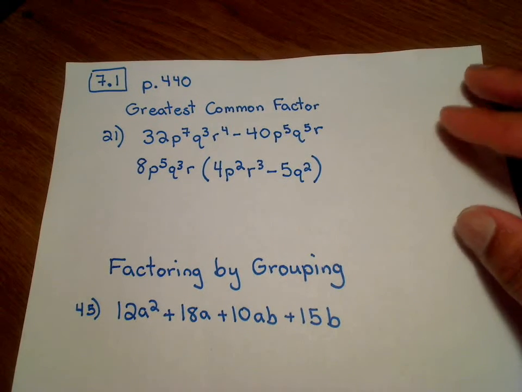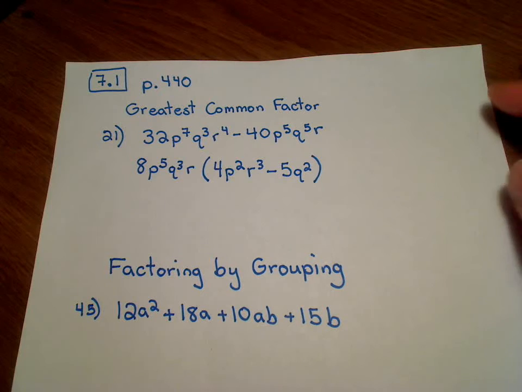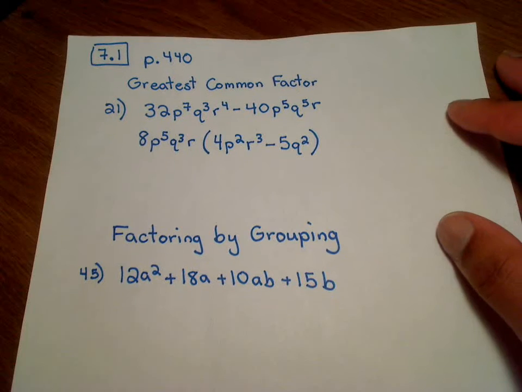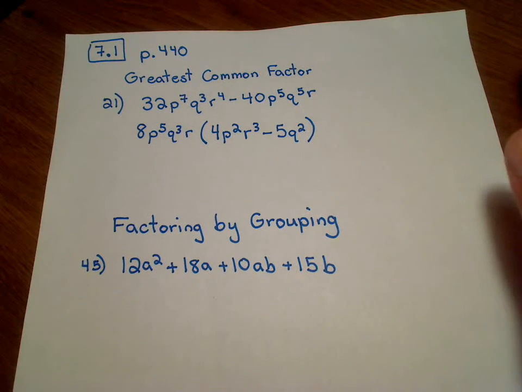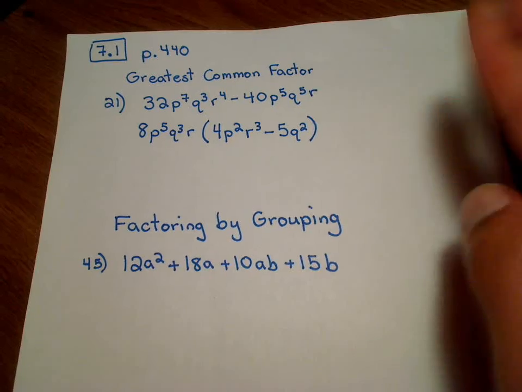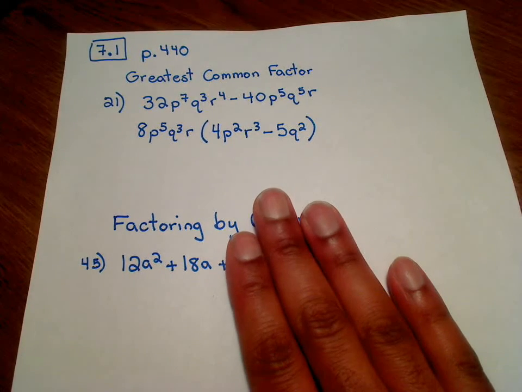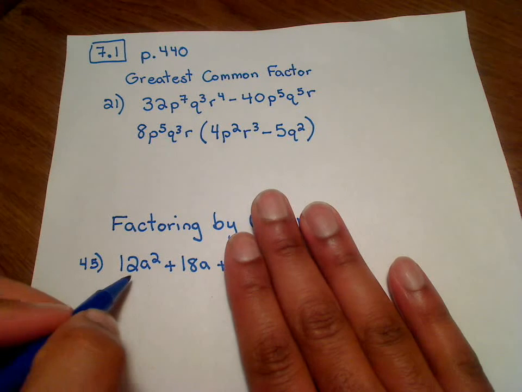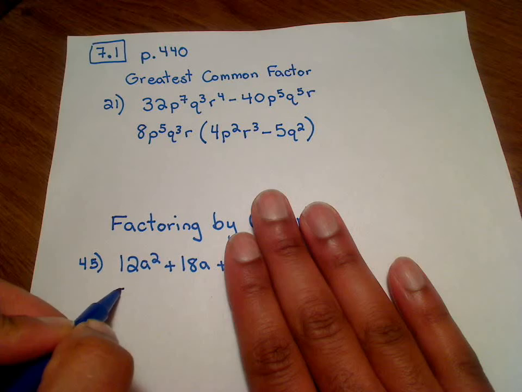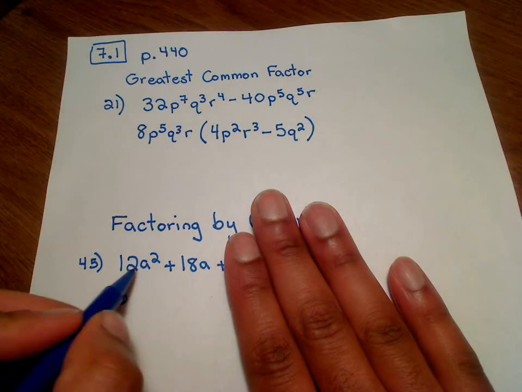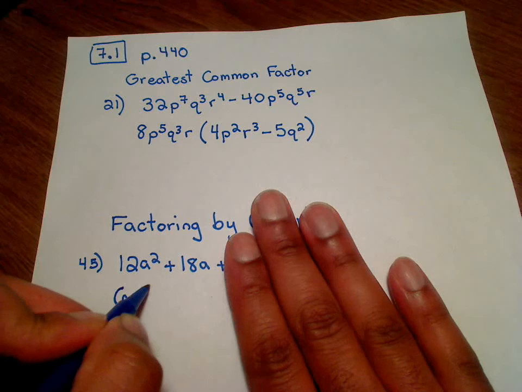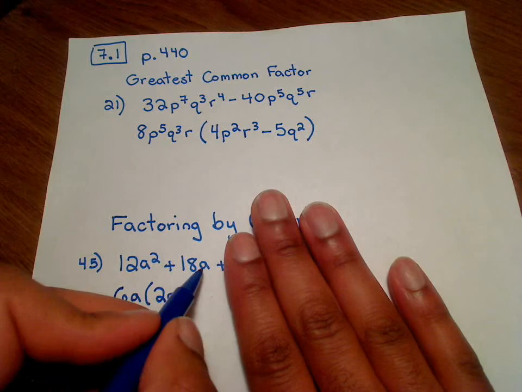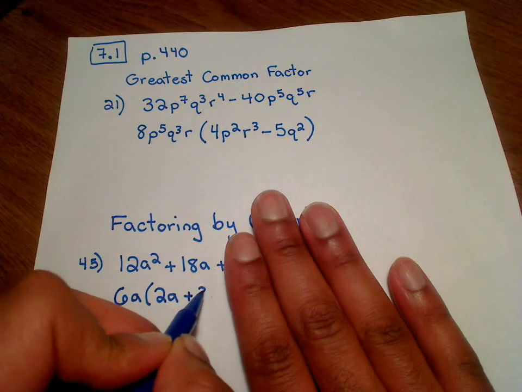Now the next one from the same page 440 deals with factoring by grouping. When factoring by grouping, what I'm going to do is split it into two halves. So I'm going to look at this first half here and figure out what's the common factor. If I look at it, I know that I can factor out a 6. I can also factor out an a from both of these terms. That's going to leave me with, on this one, 2a, and on this one, I'm just going to be left with just 3.